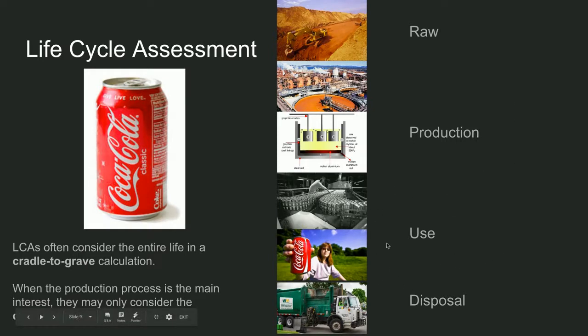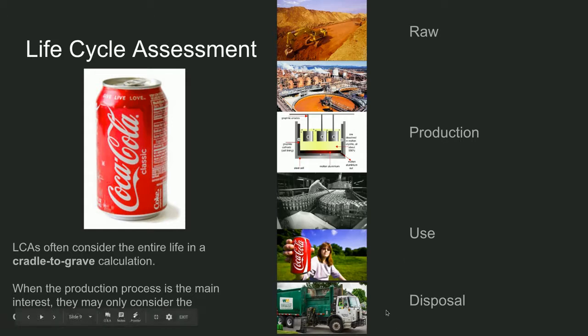Then for many items, there's the use phase. The drinking of a soda out of an aluminum can doesn't necessarily have a huge environmental impact, but you might think about things like cars. When you use the car, it has an environmental impact when you burn gasoline, and that might very well be the largest environmental impact associated with that item. You might also think about items like electronics that have environmental impacts along the way.